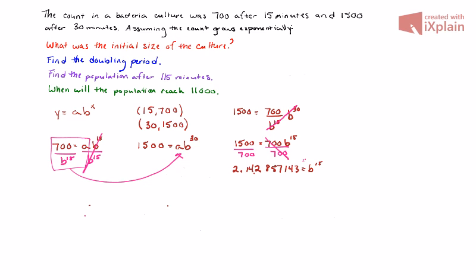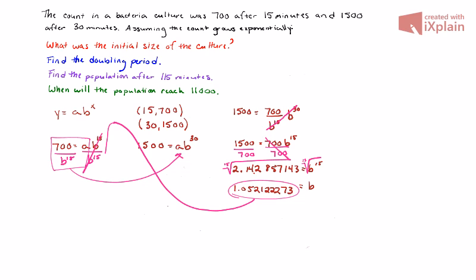So I'm going to take the 15th root on both sides. And this is now going to reveal that b is equal to 1.052122273. The good news is now I can go ahead and uncover what my initial value is, or my A. I can substitute this value back in for B.